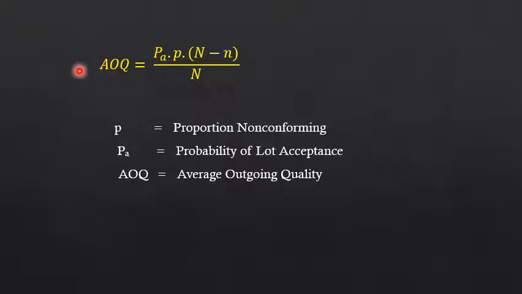And this is the formula for AOQ, that is average outgoing quality. The formula is: PA multiplied by p multiplied by (capital N minus small n) divided by capital N. Here small n is the sample size, capital N is the lot size or the total population, PA is the probability of lot acceptance, and small p is the proportion non-conforming.